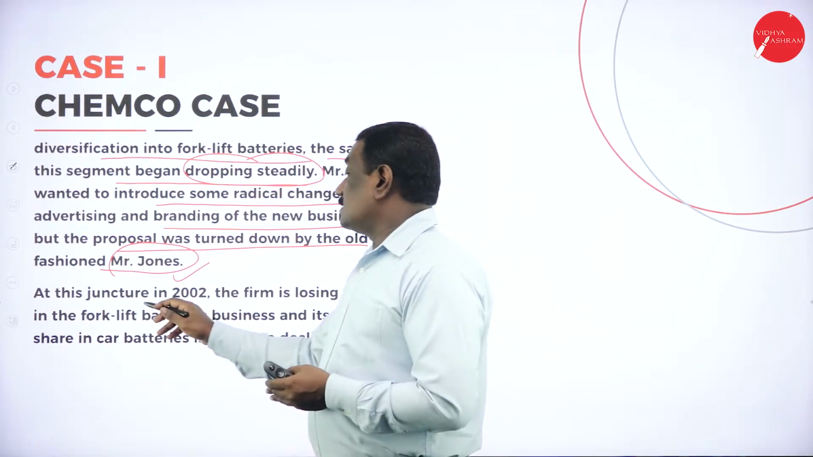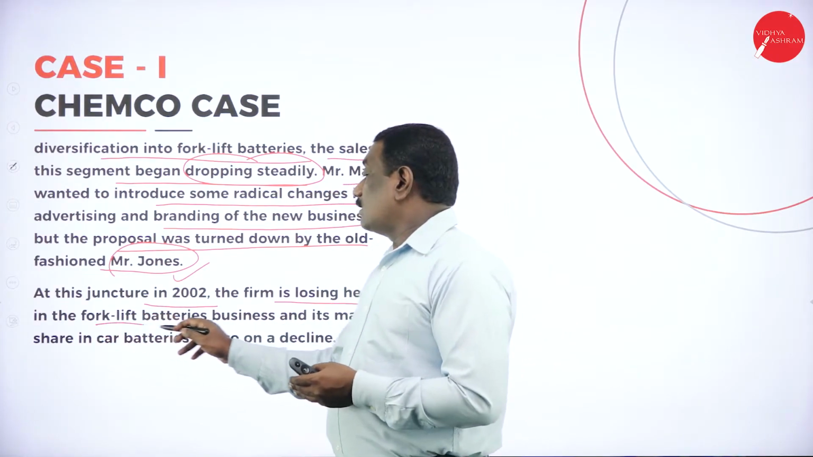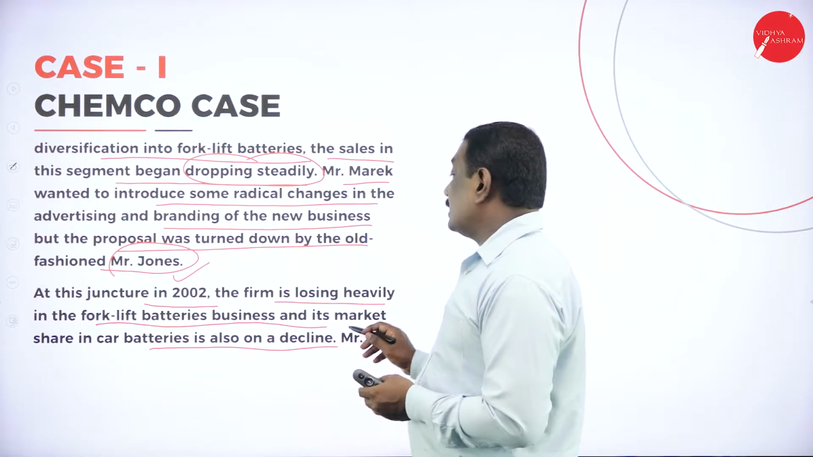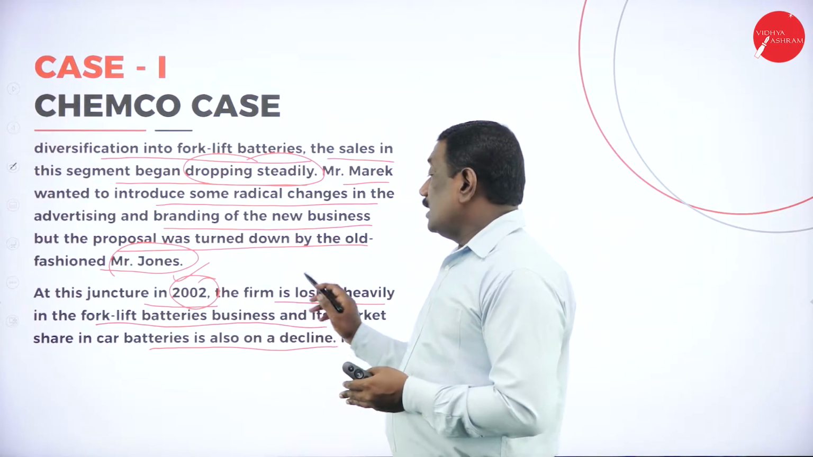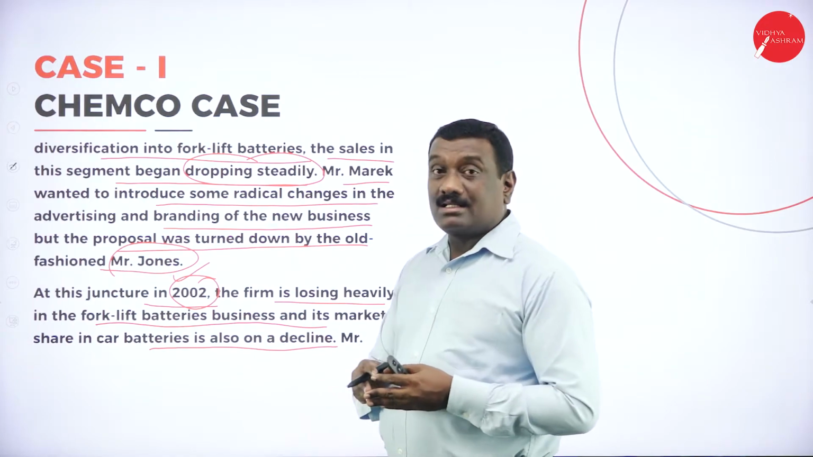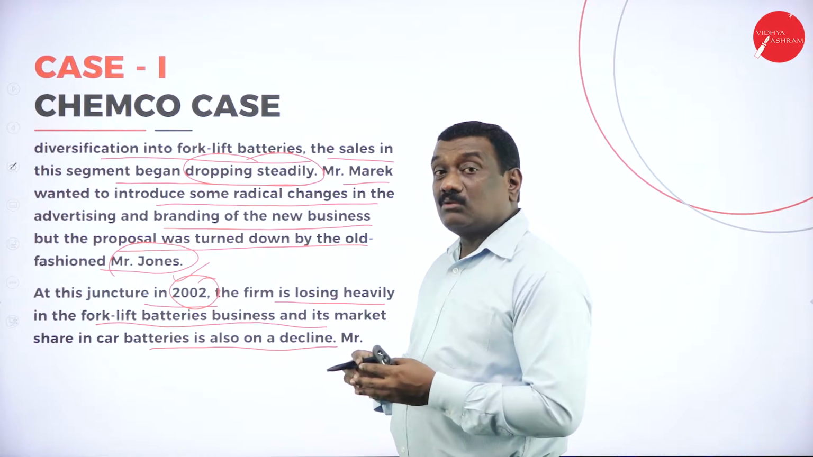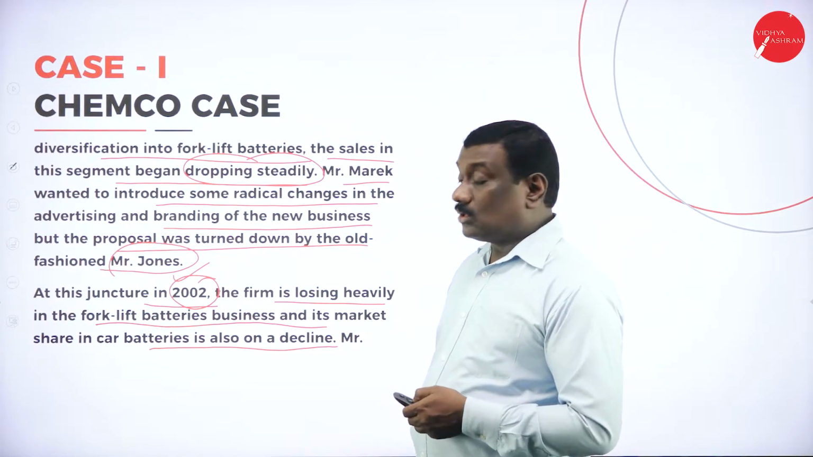Now at this junction in 2002, the firm is losing heavily in the forklift batteries business, and its market share in the car batteries is also on the decline. So at this time, during 2002, what happened? The firm started losing heavily in the forklift batteries business, and its market share was also down, and due to that there was a lot of decline and losses.